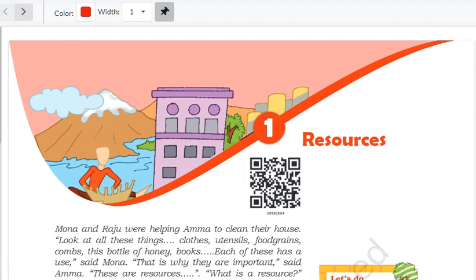Hello, students. This is chapter one of geography of class 8th. So we are going to see the things that are covered in this chapter, and this is the NCERT book.